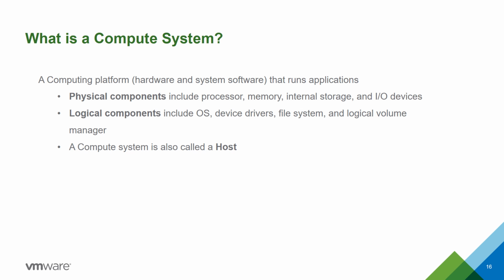If you speak from a university point of view, it could be a student record database, or it could be a file server, or mail server, or any other application. Could be a CAD system for that matter. So a machine which has some application running on it is a compute system. So physical components of any compute system are processor, memory, storage, and I/O devices.